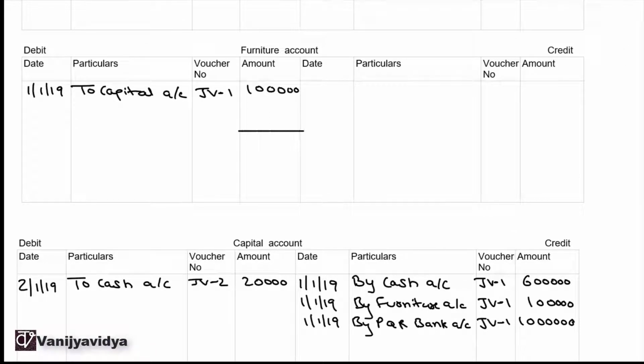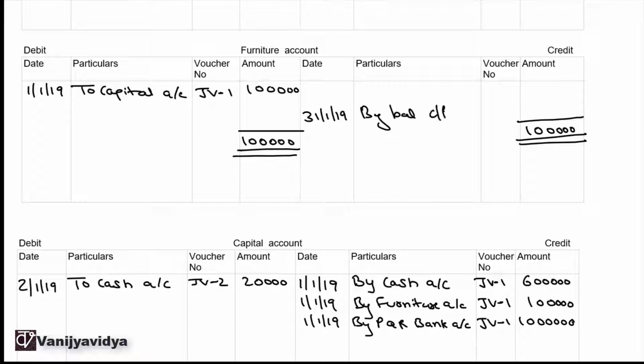Furniture account. Total of debit side is 1 lakh, total of credit side is nil. So both sides we take total 1 lakh, 1 lakh. Then the balance carried forward will be 1 lakh. So on the credit side, 31st Jan 2019, by balance carried forward 1 lakh. Then on 1st Feb 2019, to balance brought forward 1 lakh. Now let's move on to the next ledger account.